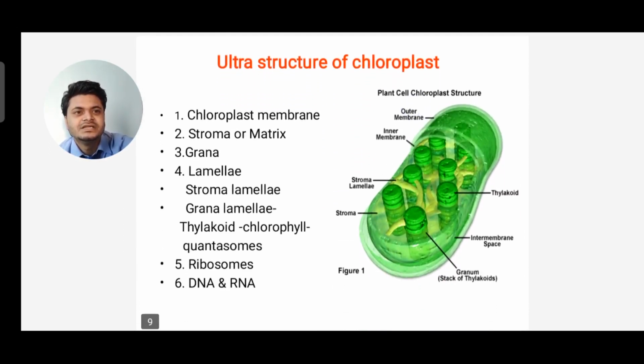Now we can see the ultrastructure of chloroplast here. First is the chloroplast membrane, and the stroma or matrix, and the grana and lamellae are there. The stroma lamellae, grana lamellae, and the thylakoids. Inside, as said, a stack of thylakoids is a granum. Inside the thylakoid, quantosomes are present, and within that, chlorophylls are present. Next we have ribosomes, then DNA and RNA.